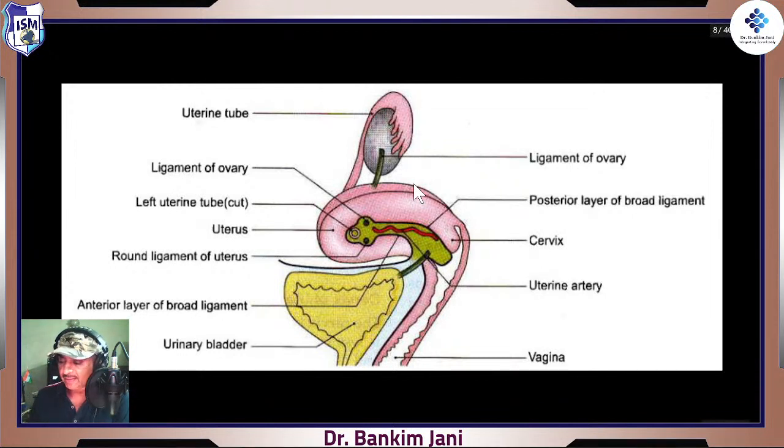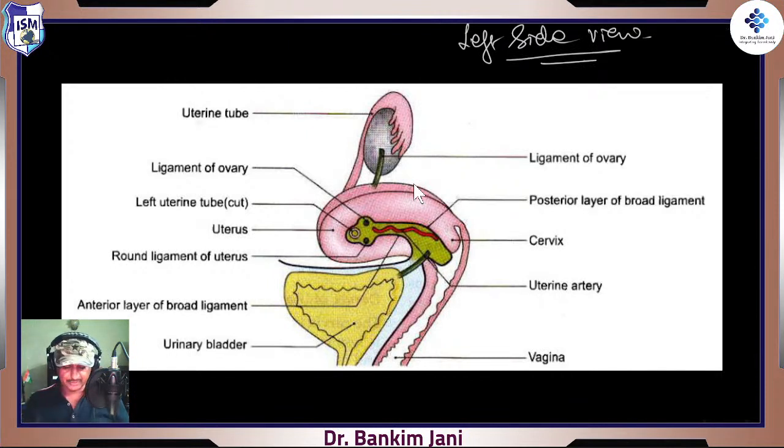So here, we have taken the sagittal section and we are watching from the left side, right? So this is a left side view. Obviously, to see these things, we have removed the peritoneal reflection, the broad ligament, which was the reflected part, right? That has been removed.